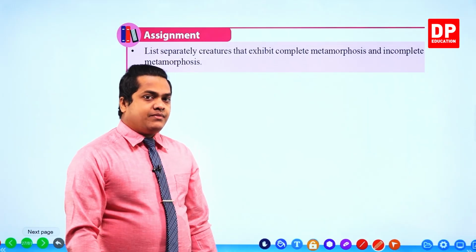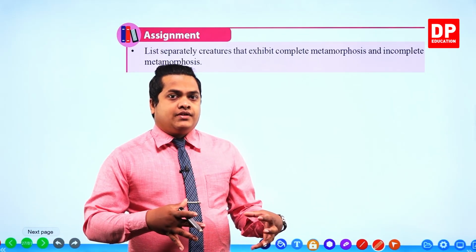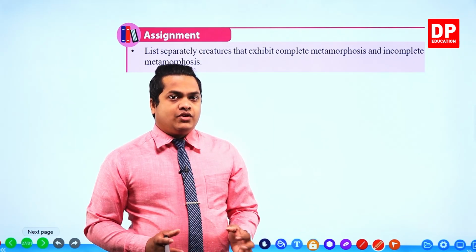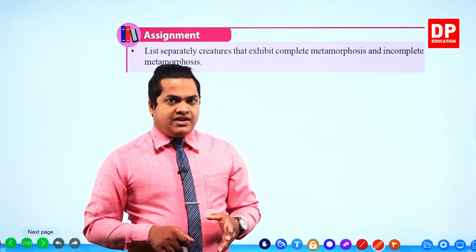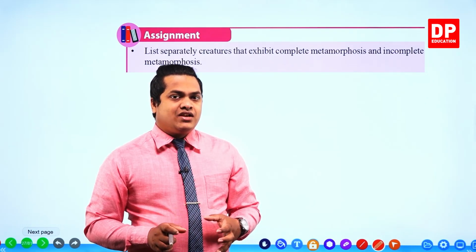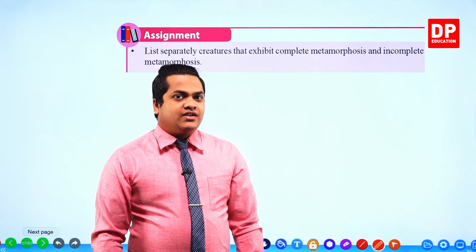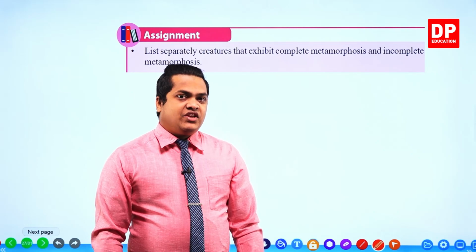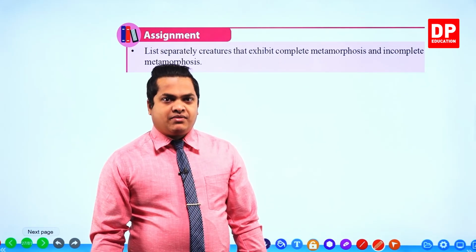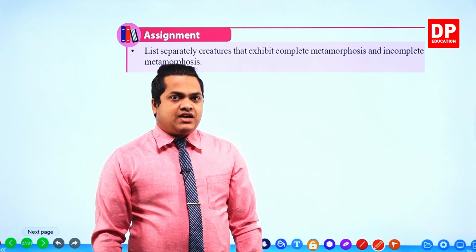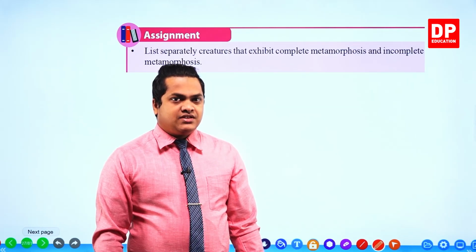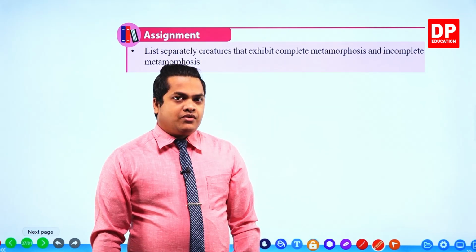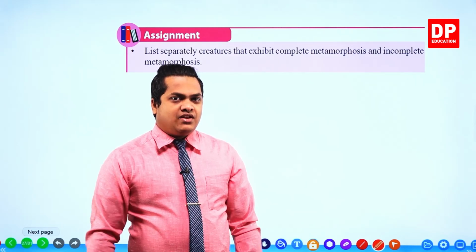Right then. List separately the creatures that exhibit complete metamorphosis and incomplete metamorphosis. Assignment given, right? You have to make a table regarding the organisms that show complete metamorphosis and those that show incomplete metamorphosis. My dear children, in the earlier table, we didn't even know about incomplete and complete metamorphosis. However, we wrote several examples by taking organisms with significant changes and those without significant changes. We wrote that table already.